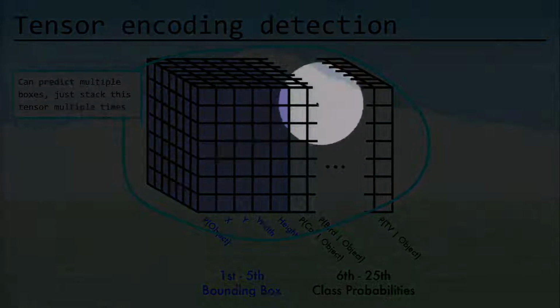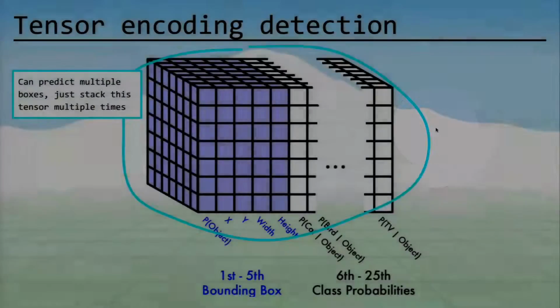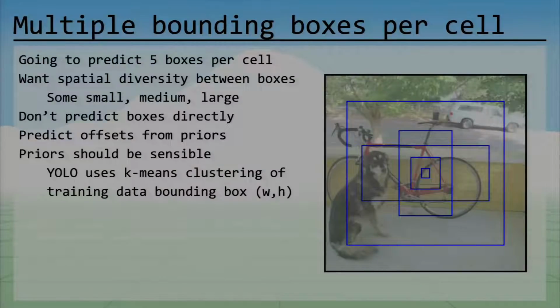So if we stack this tensor multiple times, we can, at every grid location, predict multiple bounding boxes, predict multiple class probabilities for each of those bounding boxes, and confidences associated with each of those bounding boxes. So what we are going to end up doing is predicting some number of bounding boxes. This figure is from YOLO version 2, which predicts 5 bounding boxes for every spatial location.